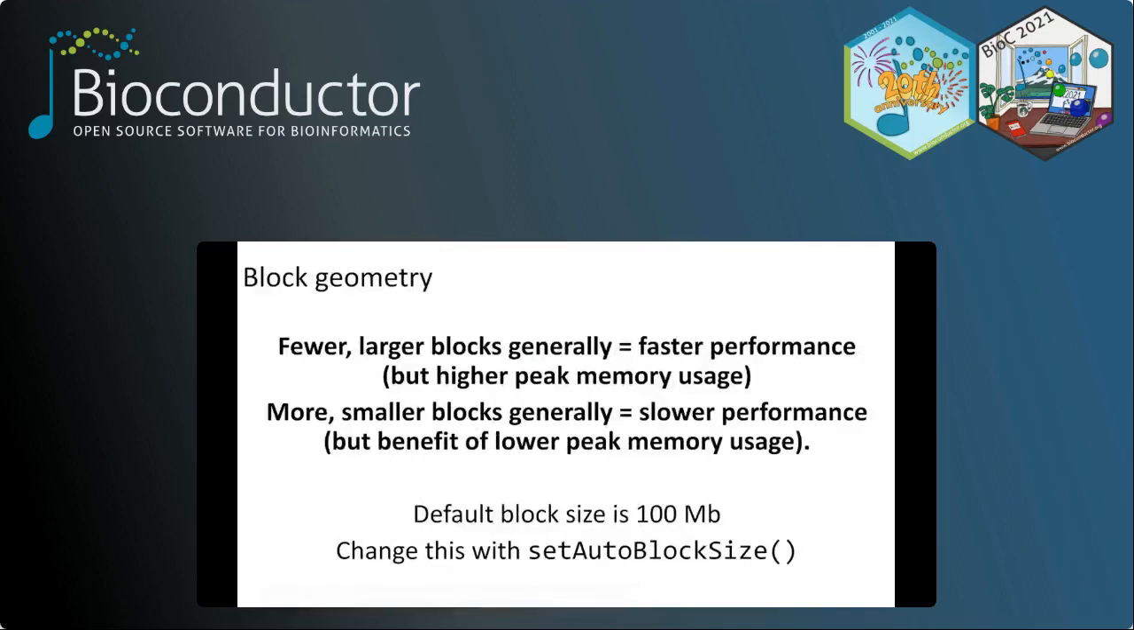Block processing is at the heart of much of the DelayedArray framework. As a general rule, fewer and larger blocks generally means faster performance, but higher peak memory usage. Using more smaller blocks will generally result in slower performance, but with the benefit of lower peak memory usage. The default block size is 100 megabytes, which can be changed with the setAutoBlockSize function. Increasing the automatic block size is often amongst the easiest ways to speed up a DelayedArray-backed analysis.